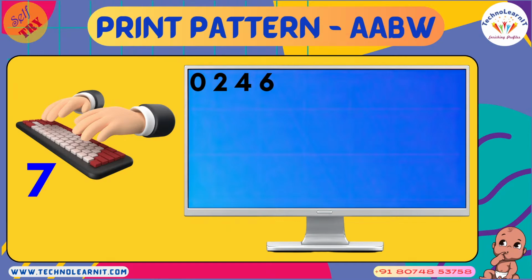2 plus 2 is 4. 4 plus 2 is 6. 6 plus 2 is 8. But the user given input is 7. So you have already exceeded user input. So you stop over there. Whereas when the input is 6, you have to also print 6. Right?